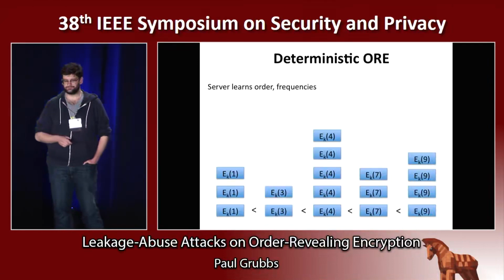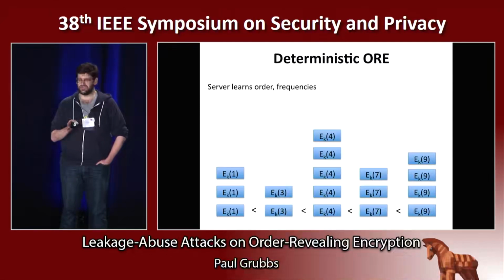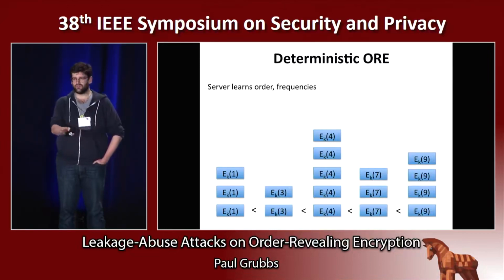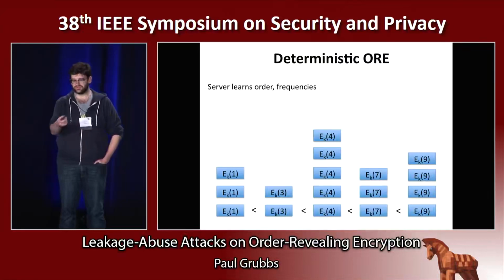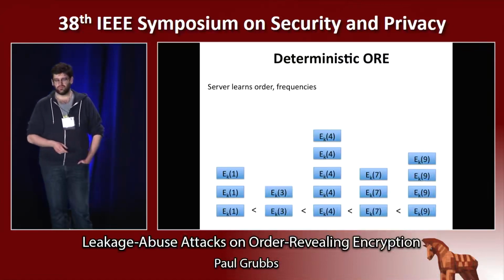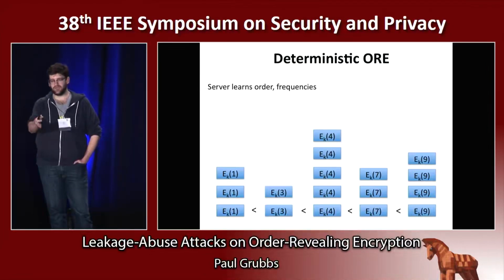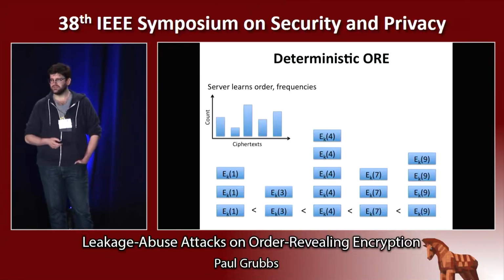plaintext. The leakage here, again, in this simulated database, is the order of all the values as well as the number of occurrences of each particular ciphertext. So for example, the ciphertext corresponding to the encryption of 4 appears 5 times, and the encryption of 3 appears twice, and this kind of forms a histogram that's revealed to the attacker.